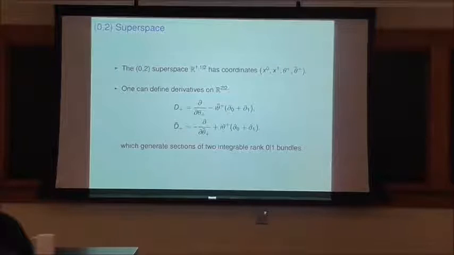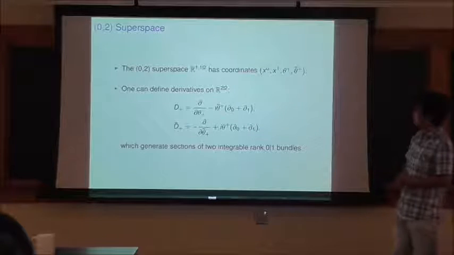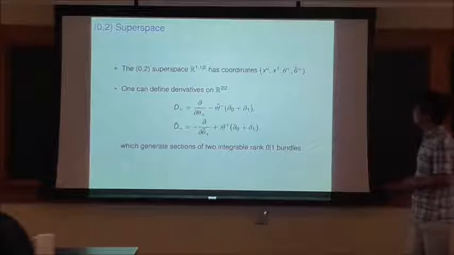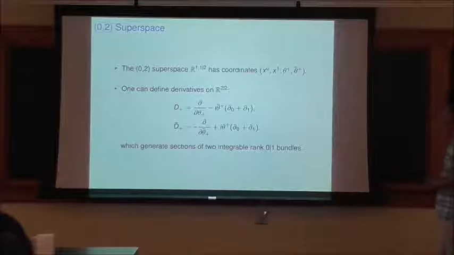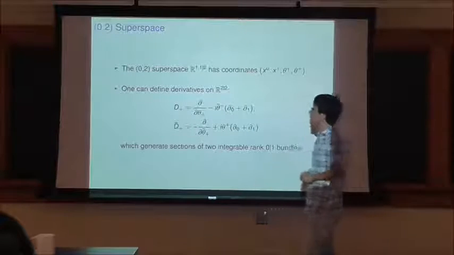So let me set the stage for the notation of (0,2) theories. Usually we use superspace or supermanifold, in this case the flat supermanifold of (0,2) supersymmetry. You have 2 bosonic coordinates and 2 fermionic coordinates. I want to emphasize that I'm on Minkowski space, so I wrote R^{1,1} there. This R^2 should be R^{1,1} too.